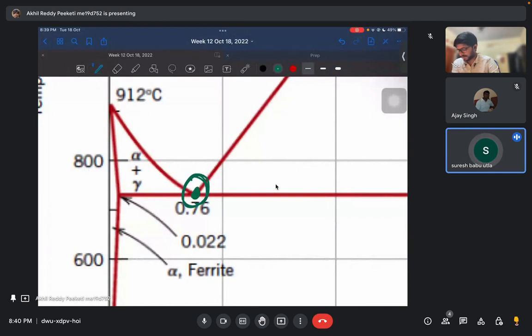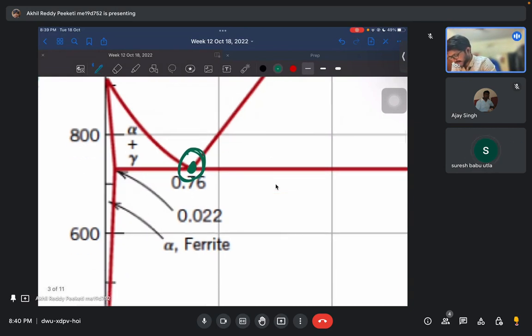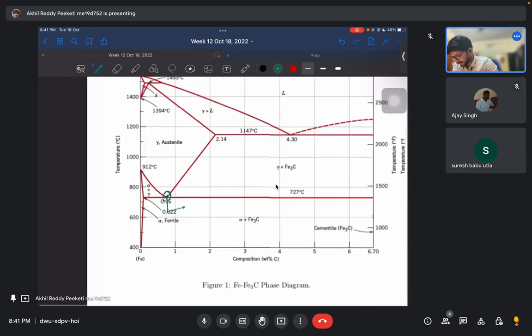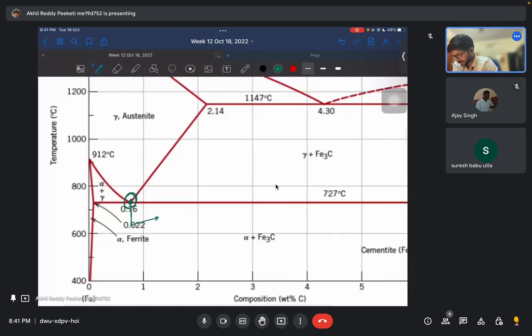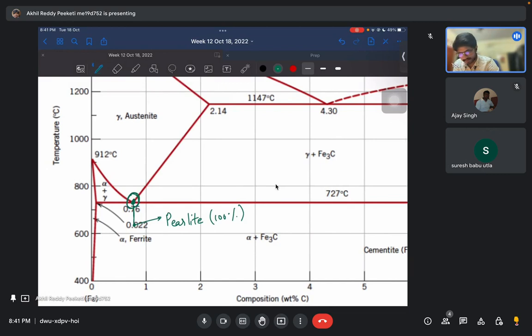Pro basically means primary. If you are exactly at the eutectoid point and then cool, you will have a pure eutectoid mixture, which is 100% pearlite, right? Now, if you are to the left of this point, at any point, and then you cool down, there is already some alpha formed.